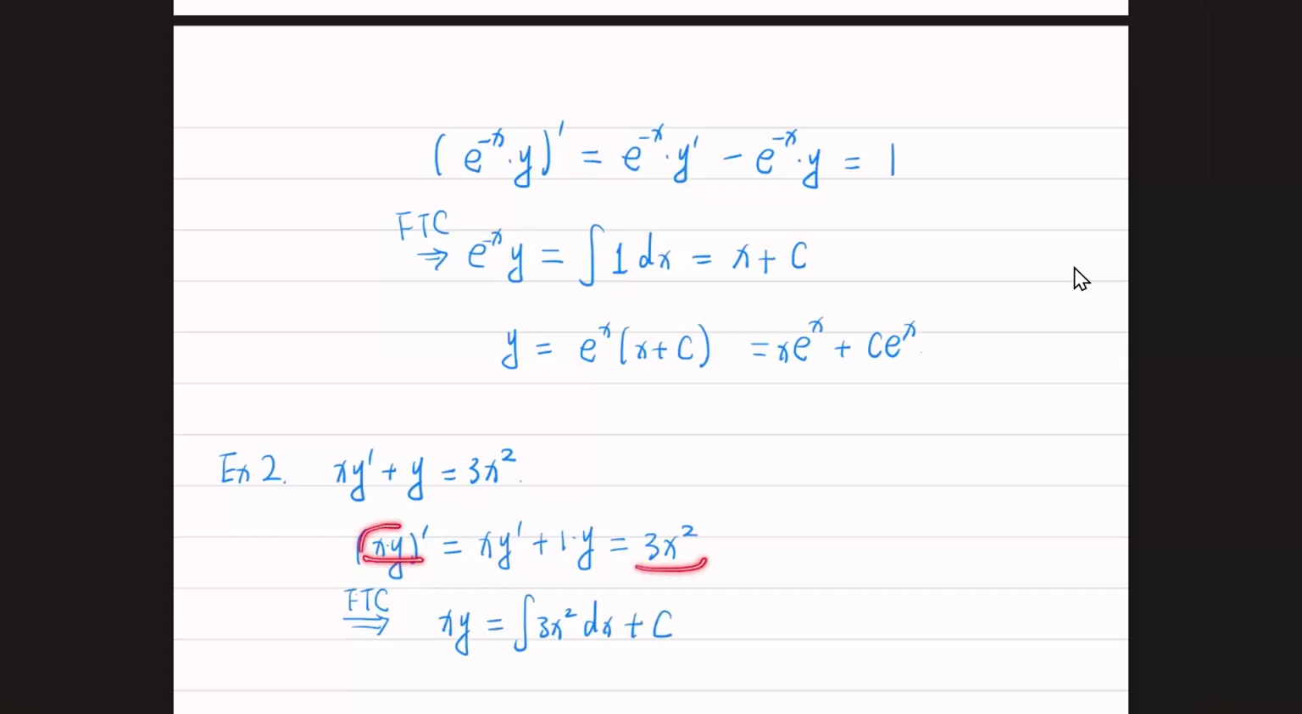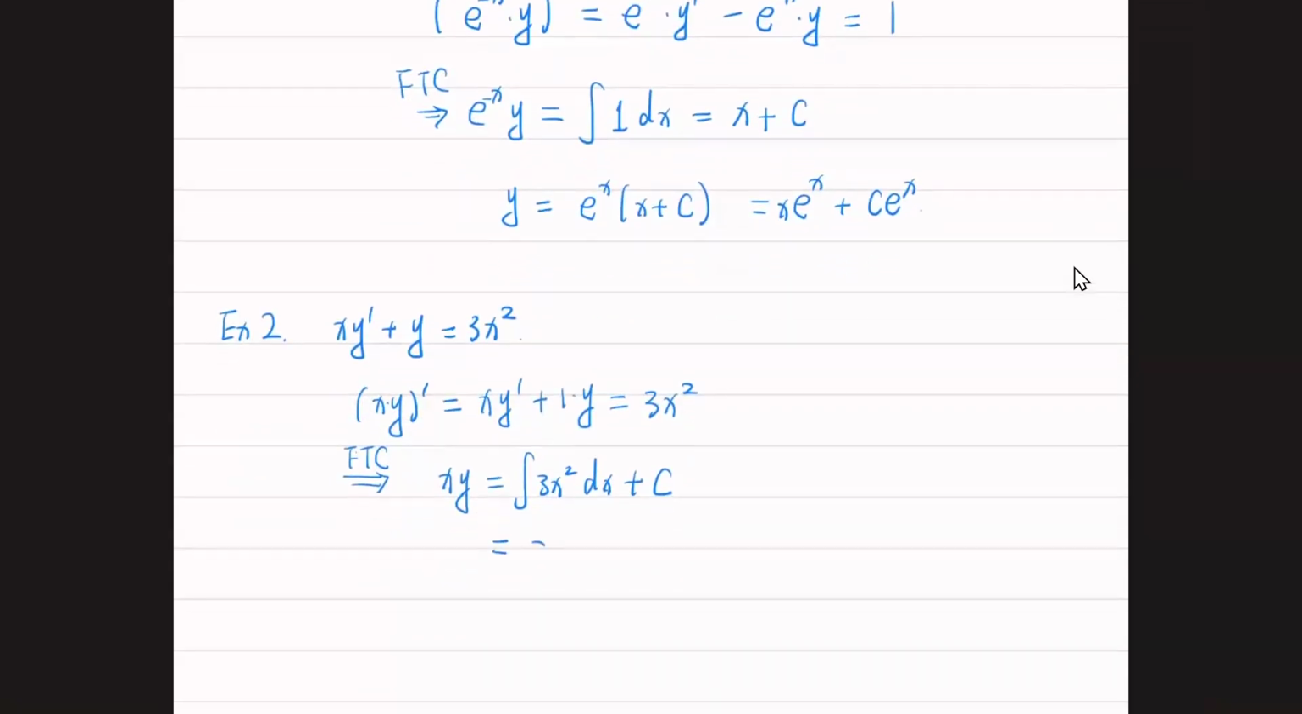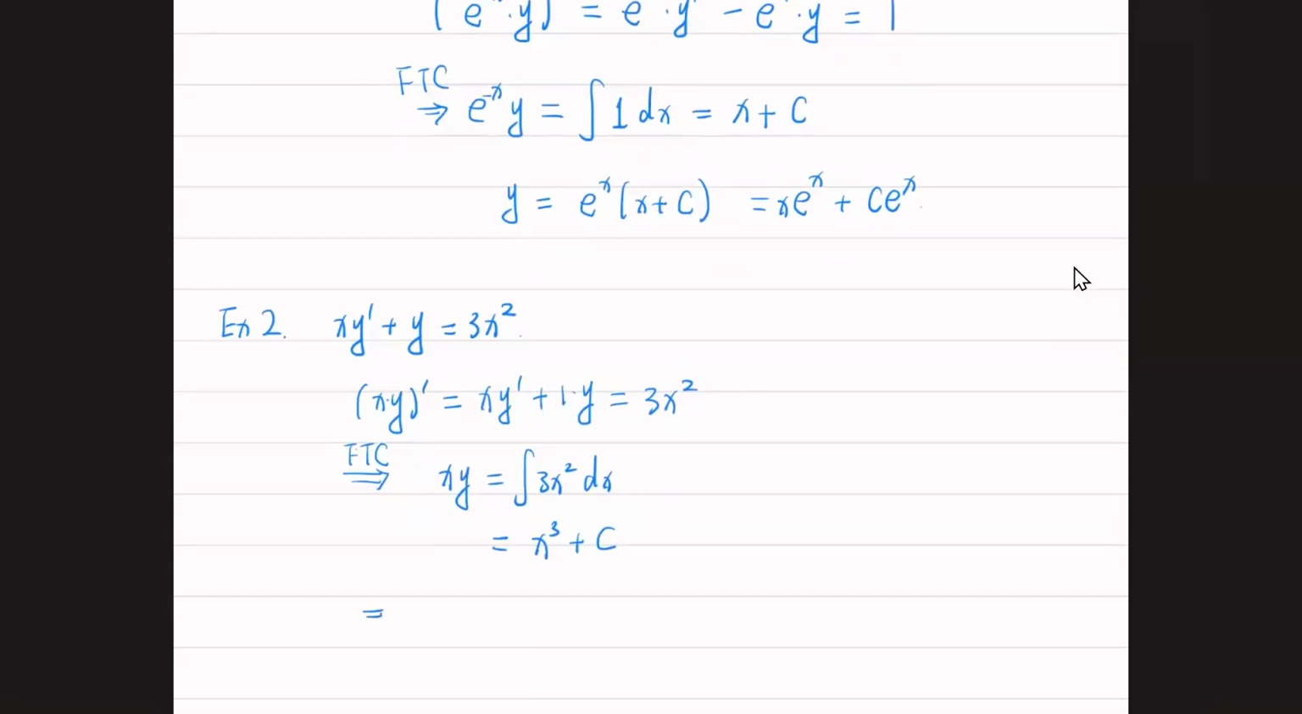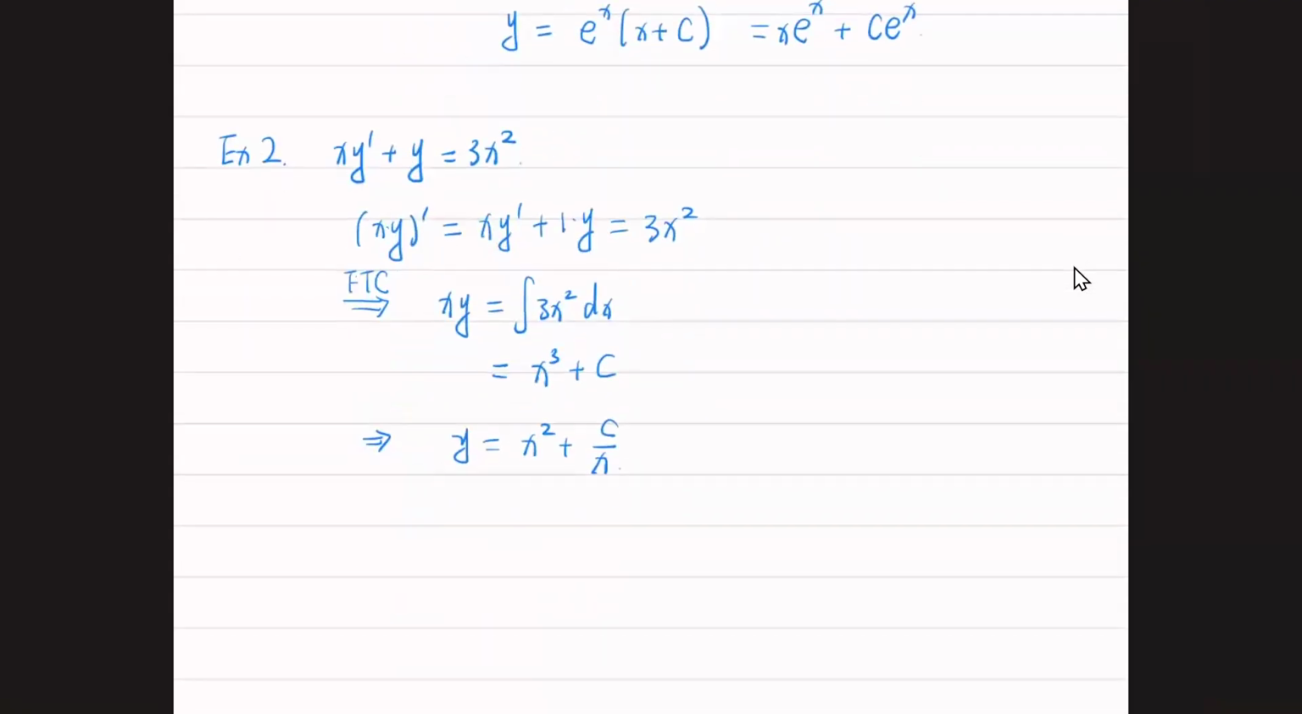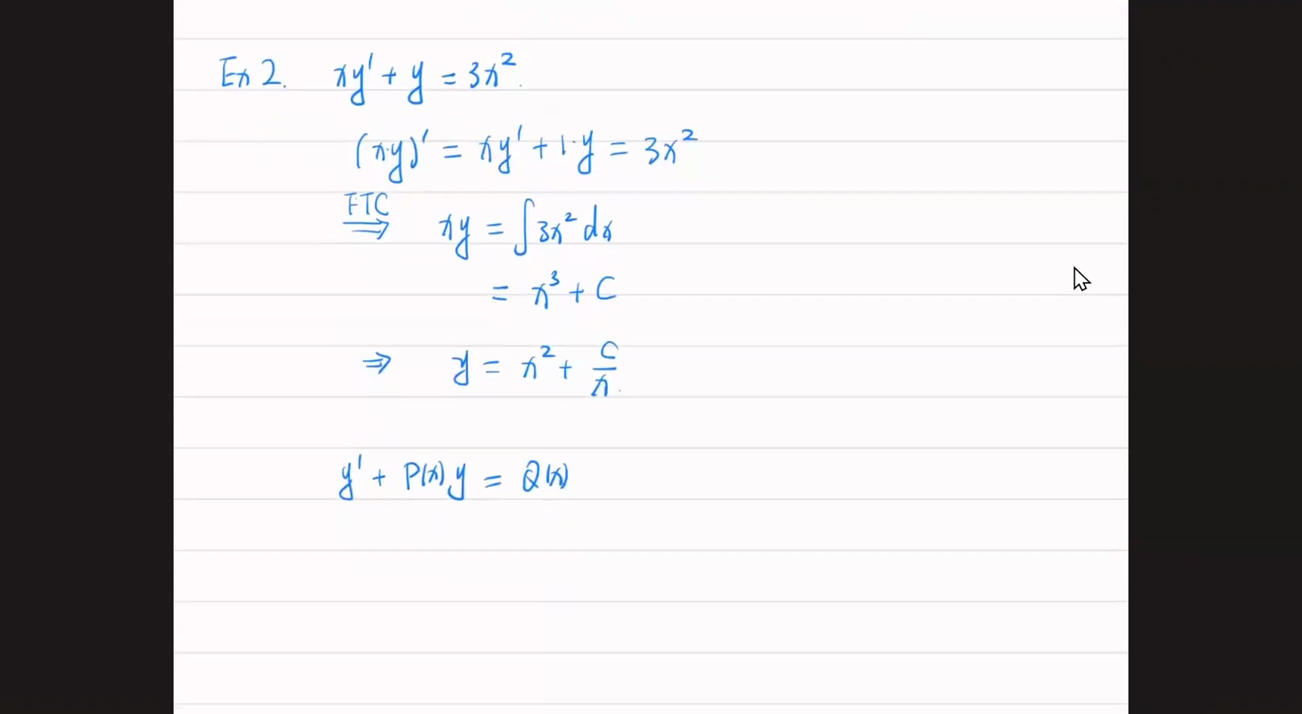I shouldn't proceed too early. Let me move this. C comes after the integration. Then we divide both sides by x, and we get the solution. So how do we solve a linear differential equation? We want to do whatever we are allowed to make this a derivative.